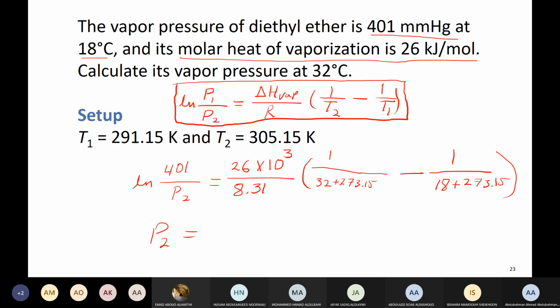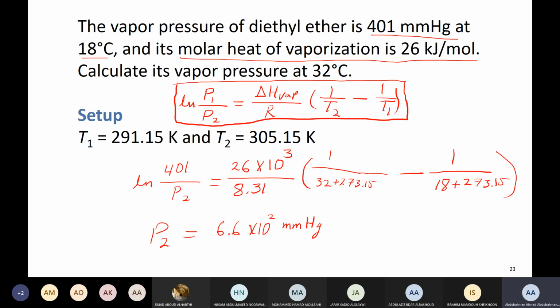421.2. What? Actually, the answer I have is, as I said, you have to know how to use your calculator properly. The answer I have is actually 6.6 times 10 to the power 2 mmHg, because I will keep this as 401 as it is, and then we should have.